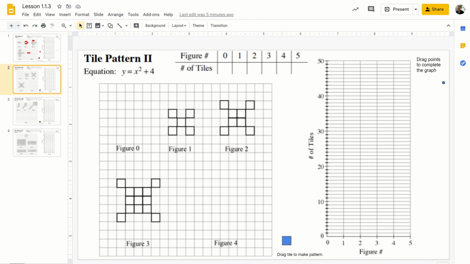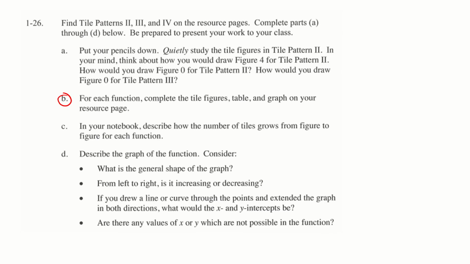And then finally, to wrap up, what I would like for you to do also, so you're doing 25, the last 2 parts, but also 26, I would like for you to do C and D. And again, 26D doesn't say use all of these, it's just saying consider these topics, right? Some may apply, some may not. In your notebook, describe how the number of tiles grows from figure to figure for functions 2, 3, and 4. And then do this where applicable for them.